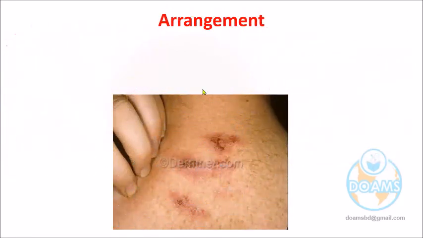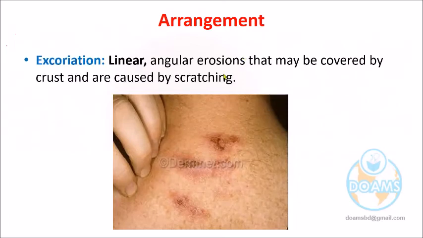Now here, another arrangement is parallel lines. Parallel lines means erythematous parallel scratch marks. So this is a scratch mark. Again, the arrangement of the lesion. Okay.